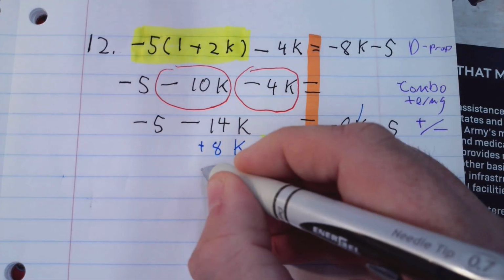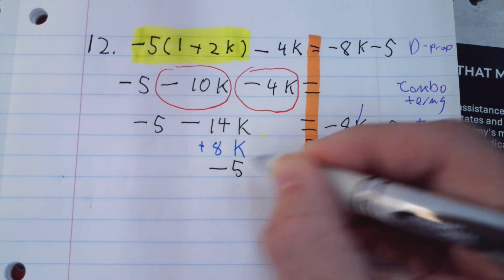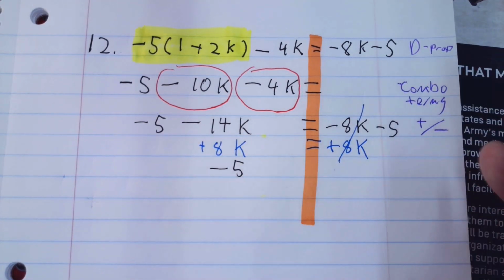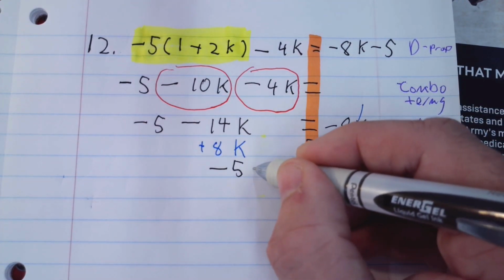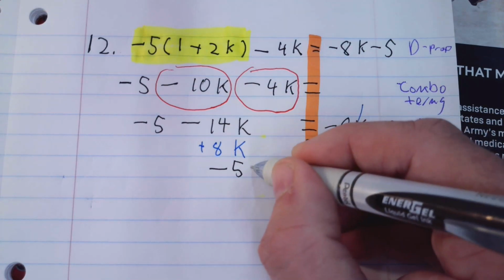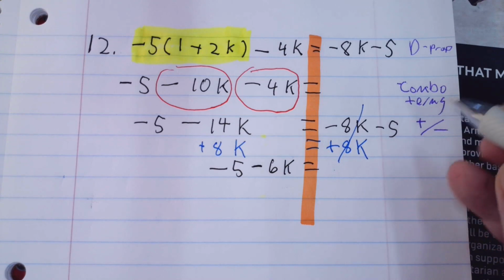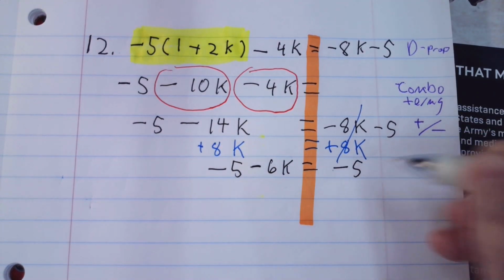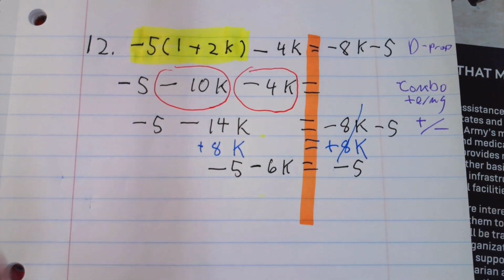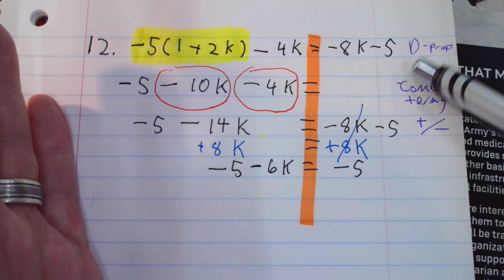Okay, now I'm going to rewrite this. I'm going to scoot it over a little bit. Minus 5. What is that? Negative 6. Is that right? And minus 5.